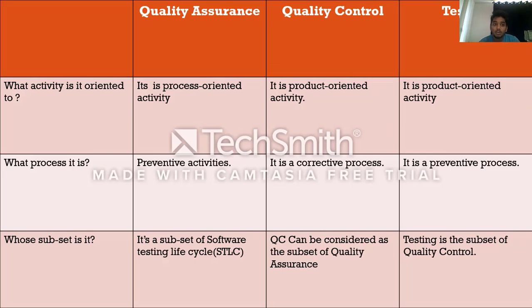So quality assurance, what activity is it oriented to? Quality assurance is a process oriented activity. Quality control is product oriented activity, and testing is also a product oriented activity.